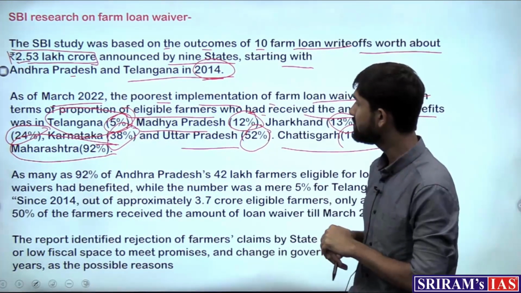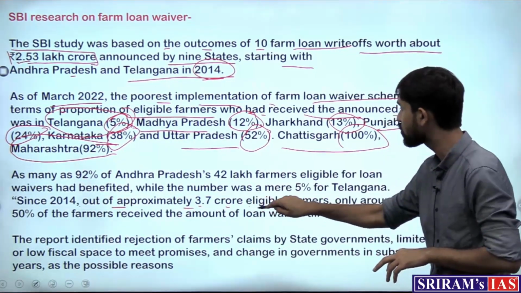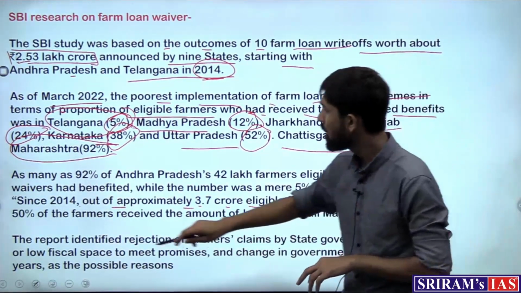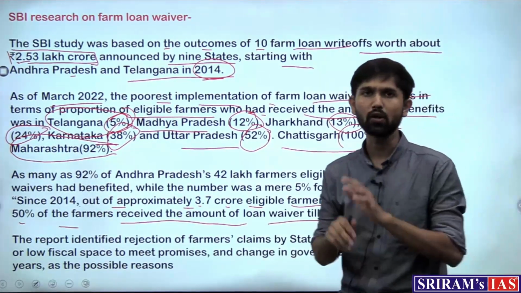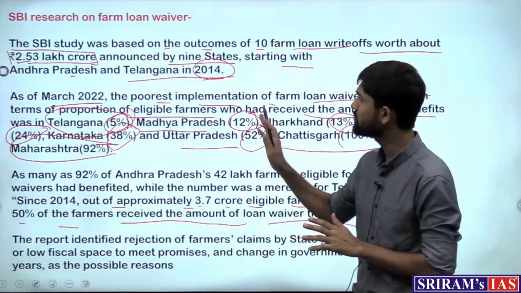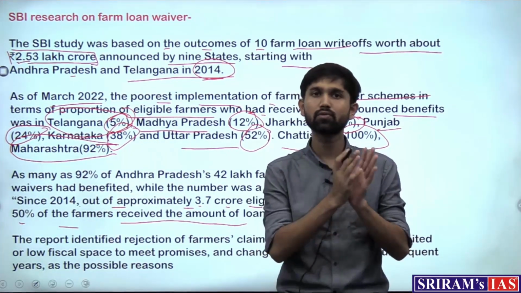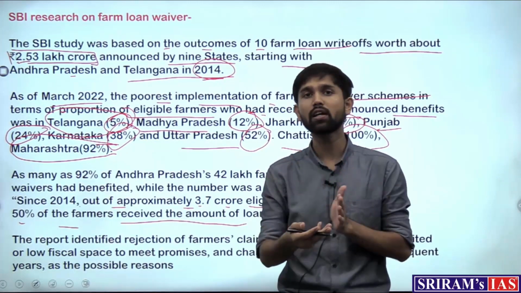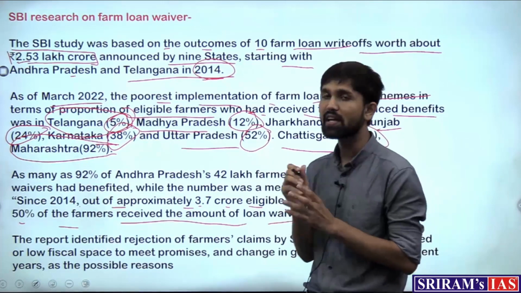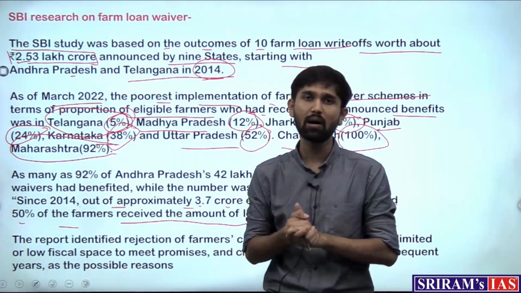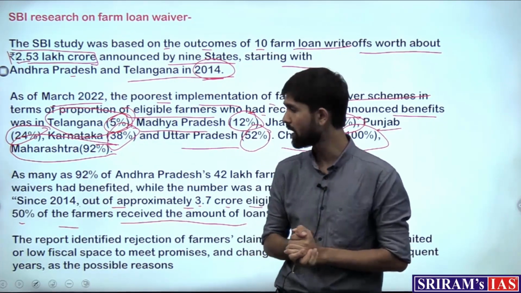So cumulatively this shows that since 2014, out of approximately 3.7 crore eligible farmers, only around 50% of the farmers received the amount of loan waiver till March 2022. What does this highlight? The gist of this report basically highlights that the intended benefit of the farm loan waiver, which was to accrue to these farmers, is not translating fully to them, and we can see the disparity in the states, and cumulatively only around 50% farmers are receiving this benefit. This highlights the poor performance of the farm loan waiver, right?